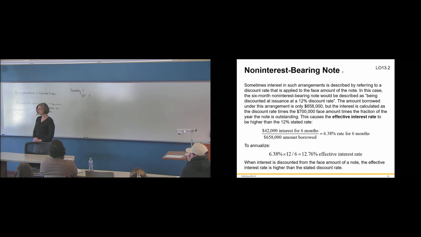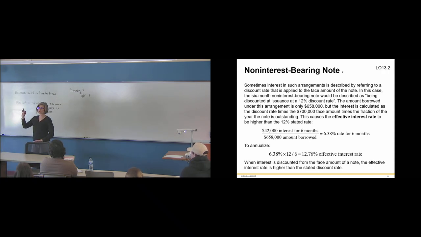So if you take that 42,000 of interest for 6 months and divide it by the amount borrowed, you get 6.38% for 6 months. If you want to annualize that rate, you multiply it by 2, because 6 out of 12 happens twice a year. I just doubled it, but 12 over 6 multiplied by 6 is 2, right? So actually 12.7% is the effective rate of interest.